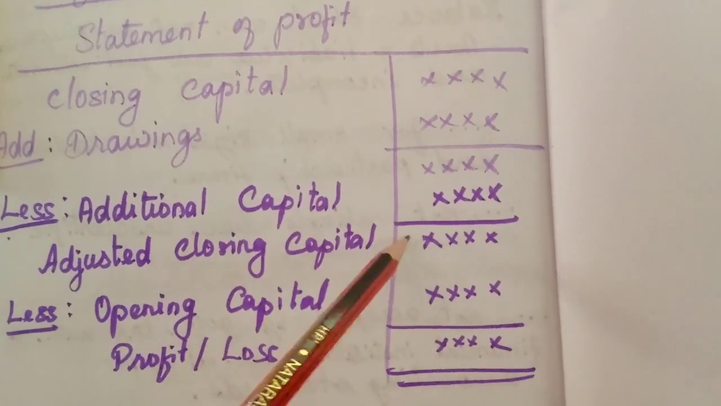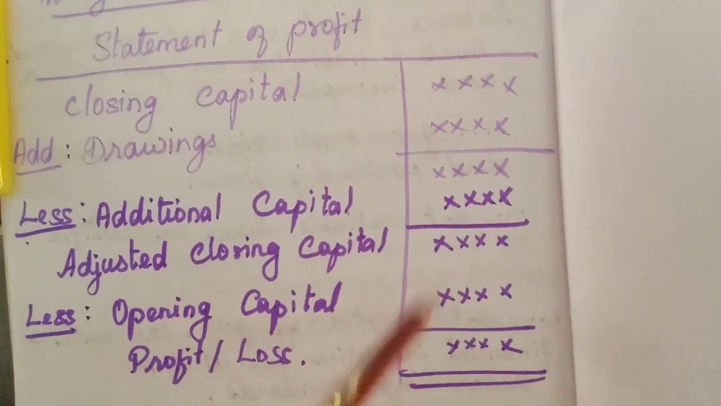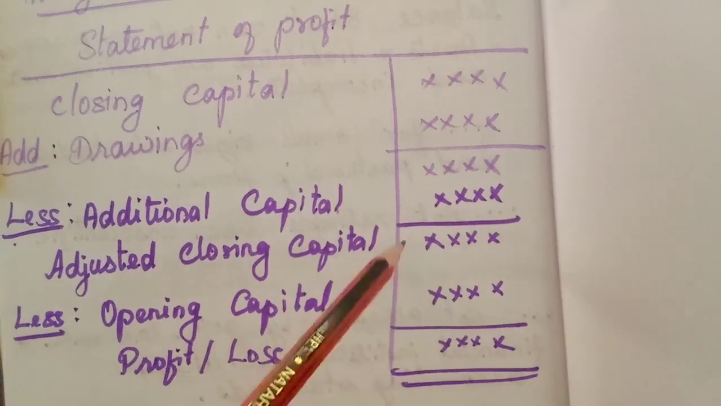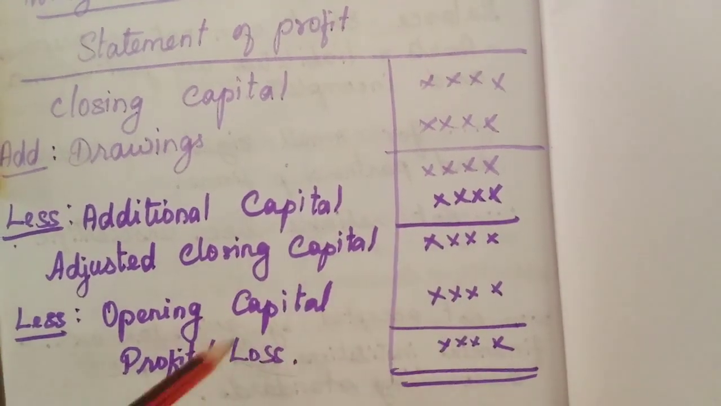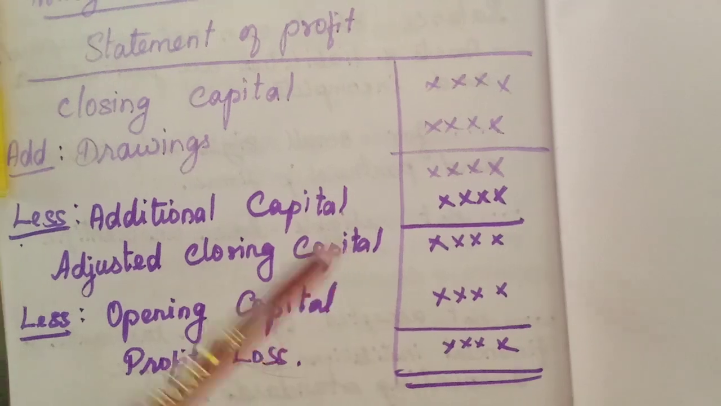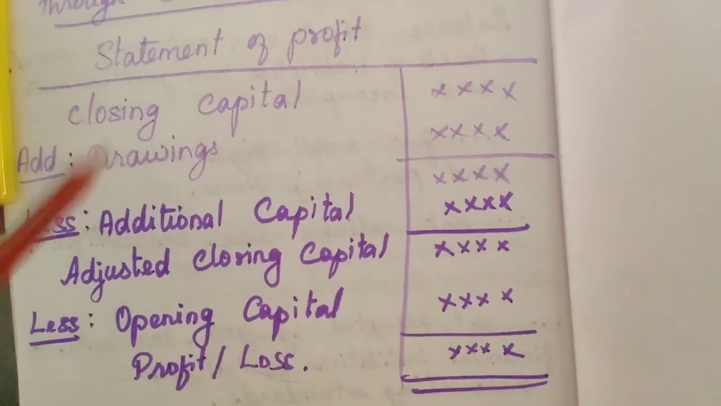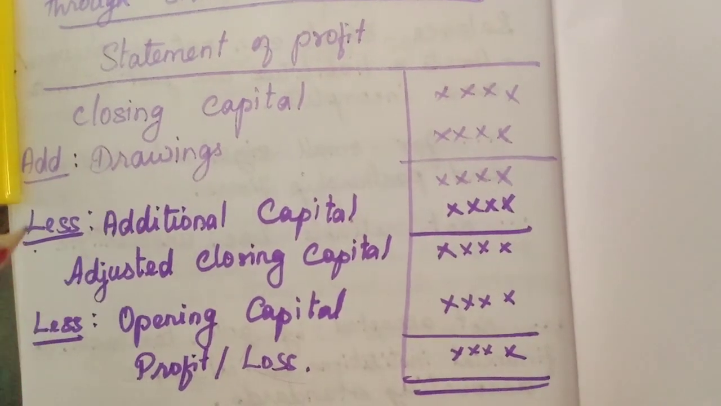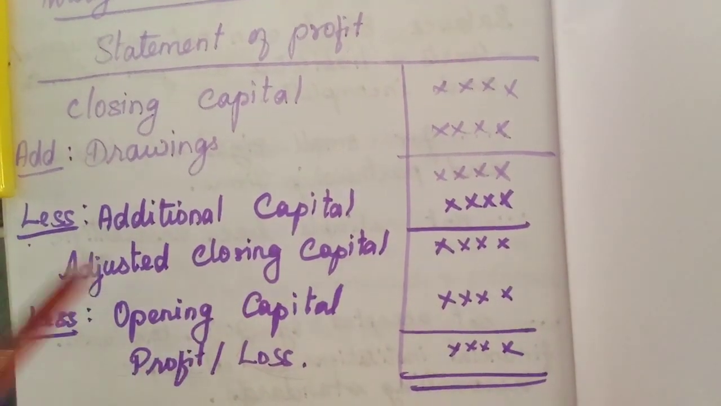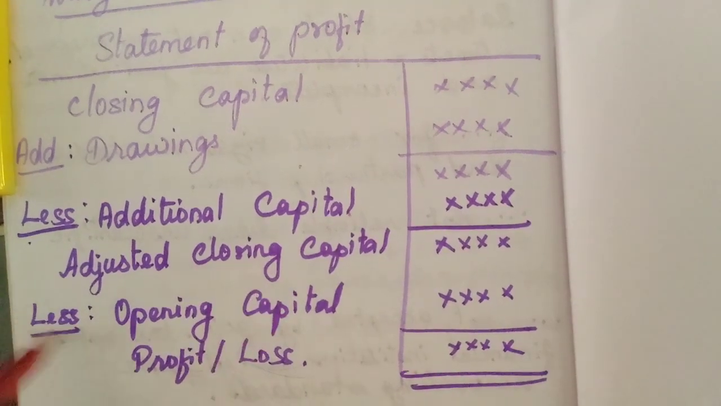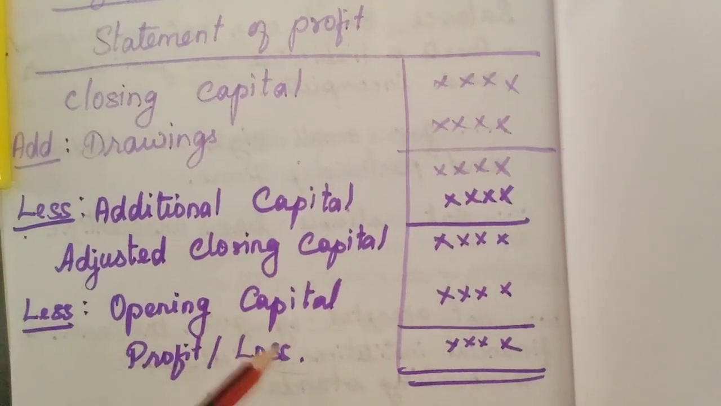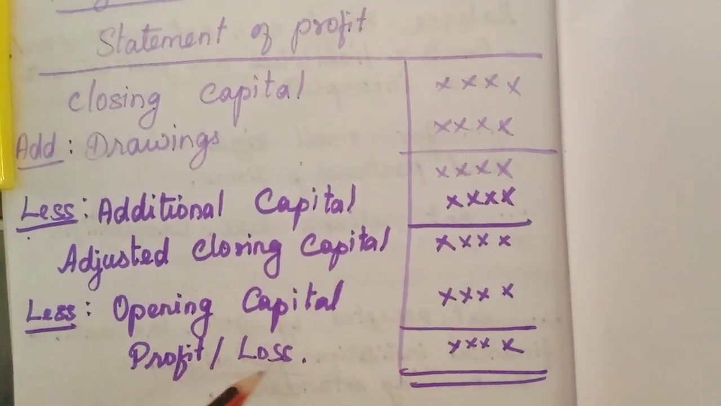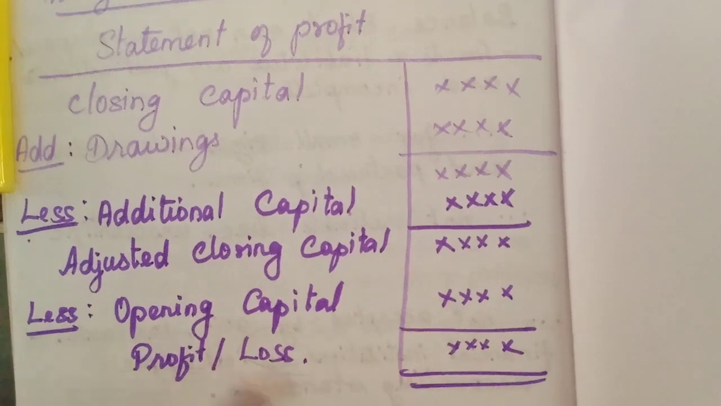If the closing capital is more than the opening capital, we will get profit. But if the opening capital is more than the closing capital, then we will get the loss. Only you have to think: first add, then less, then less. First add drawings, less additional capital. We will get adjusted closing capital, less opening capital. We will get the profit or loss. If this figure is more, we will get profit, and if this figure is more, we will get loss.